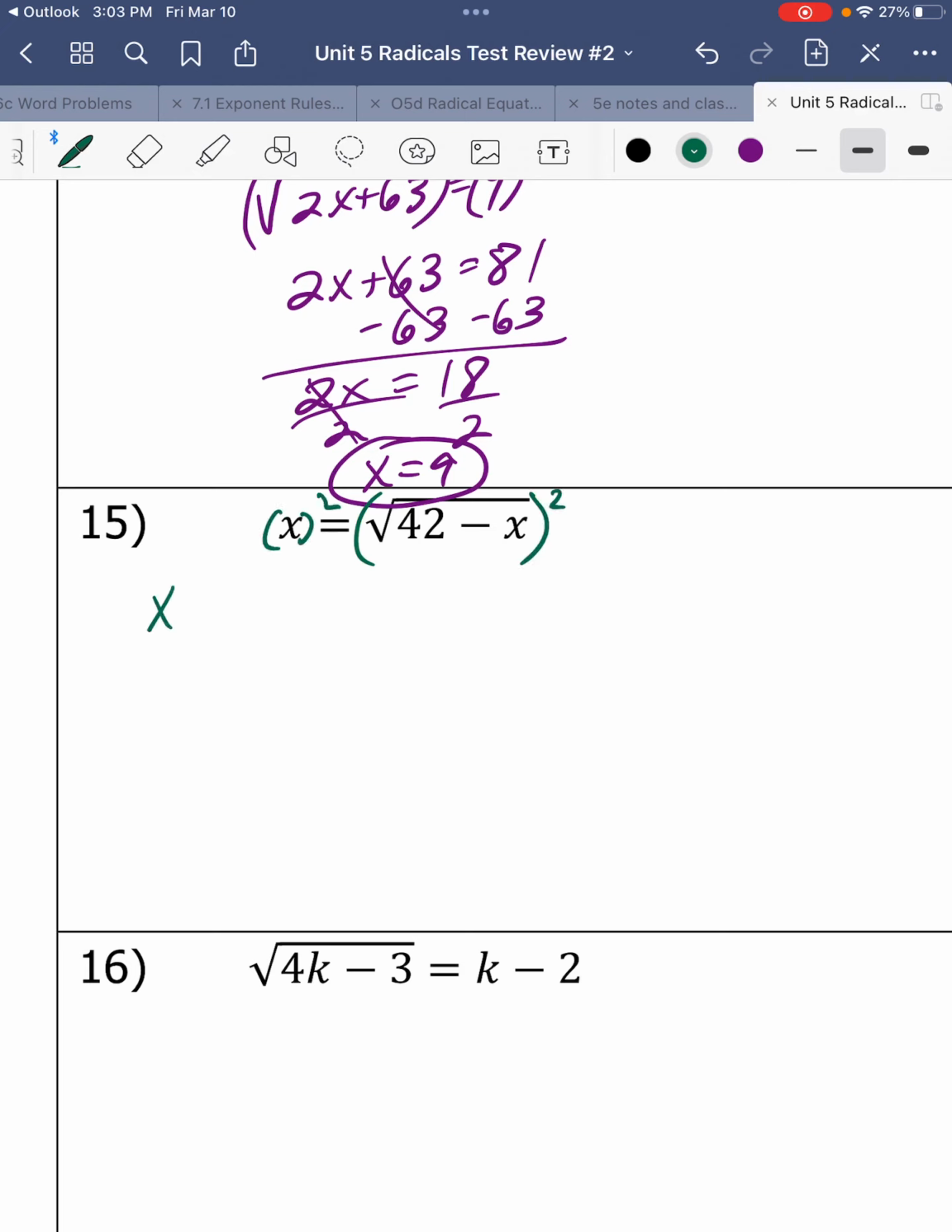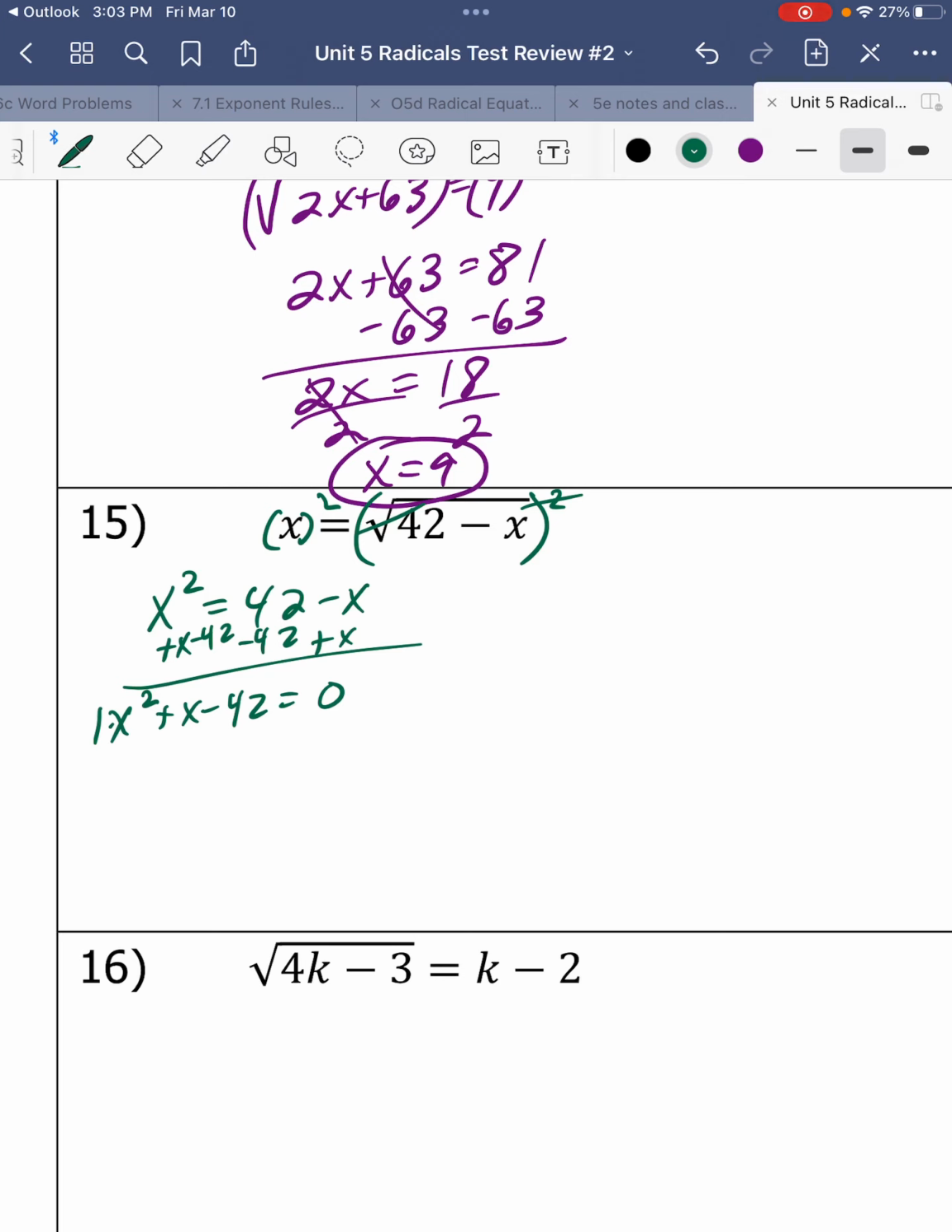All right, next problem. The radical is already isolated, so we square. Well, we already have an x squared, so there's our quadratic. So we have to add x, subtract 42, subtract 42. So we have x squared plus x minus 42.